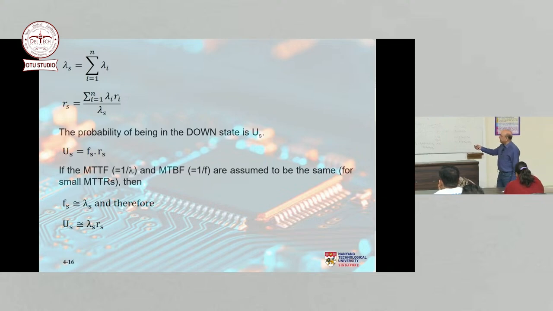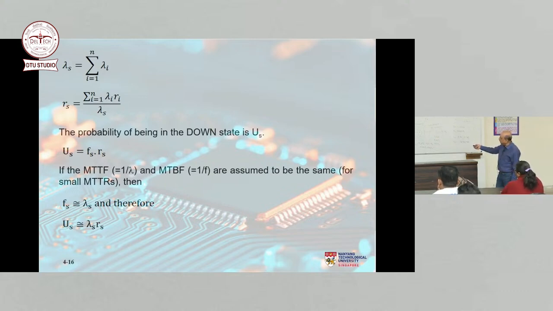But if we look at the mean time to failure and mean time between failures, and if we find that the two are almost the same, then we can argue that the frequency is approximately equal to the failure rate. 3.02 is approximately equal to 3, correct? That's all I'm saying. So if that is the case, the unavailability U is equal to lambda times R. Yeah?